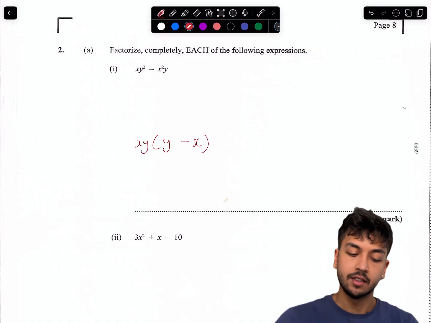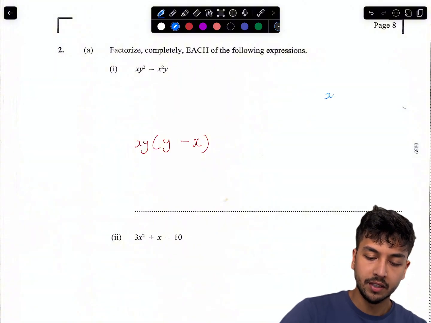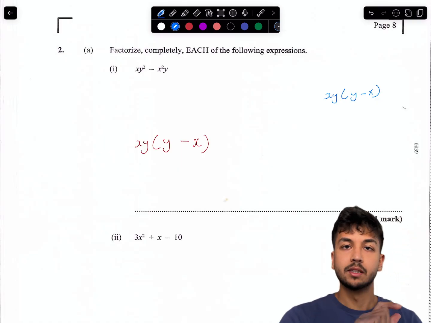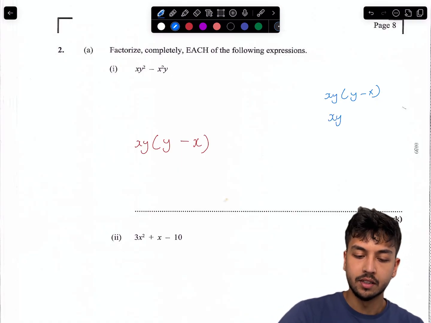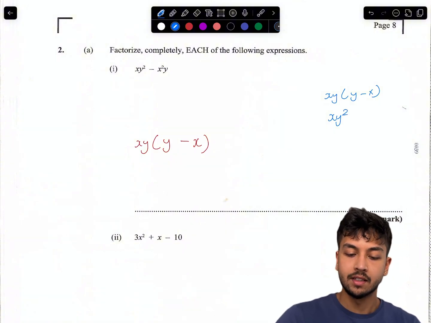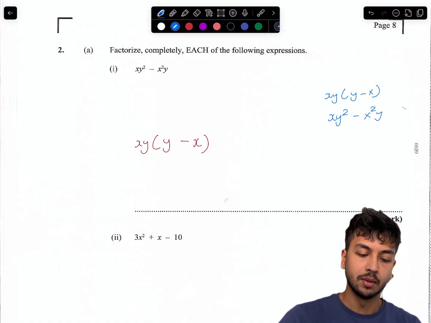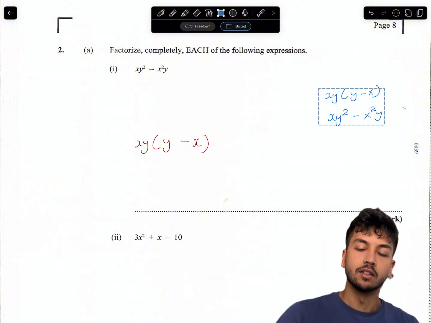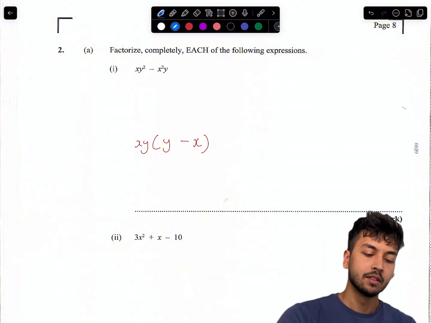And just to double check it, what you could do is expand it back out. So this is our answer, xy into y minus x. When we multiply it back out, we'll get xy times y, which is xy squared, and then xy times minus x, which is minus x squared y, and that's the same thing. So after we factorized it, it is the same exact expression.